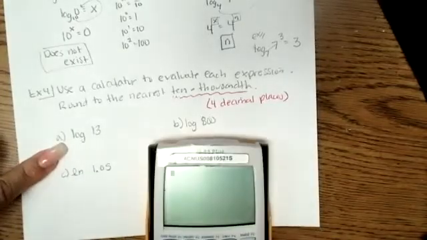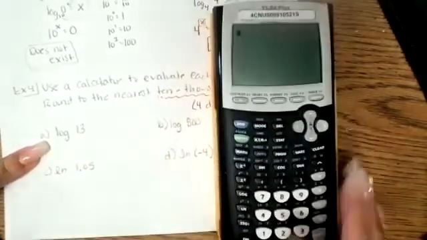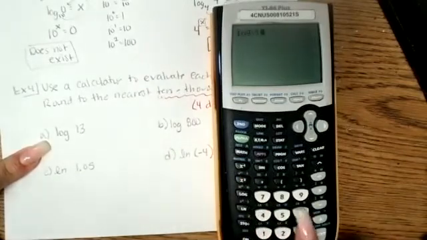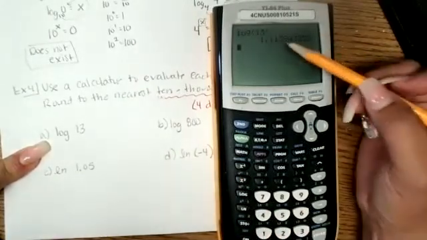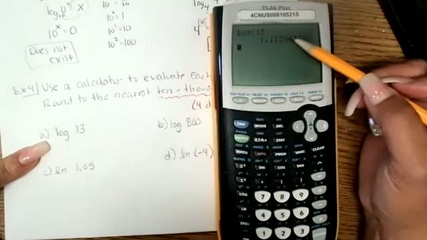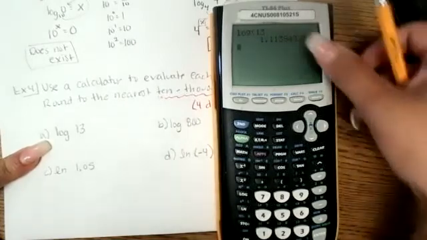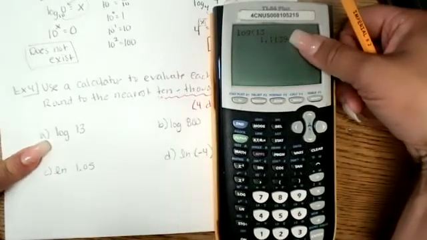So logarithm of 13. So I have a log of 13. Now I'm going to go to 4 decimal places. So 1, 2, 3, 4. The 4 does not make that round up. So the answer is going to be 1.1139.